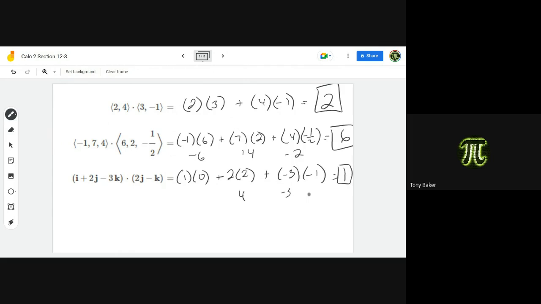Oh, it'd be plus 3. You're right. 2 negatives. Do dot product correct, screw up basic multiplication. So it's 7.